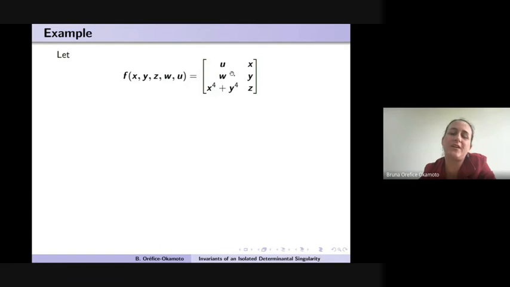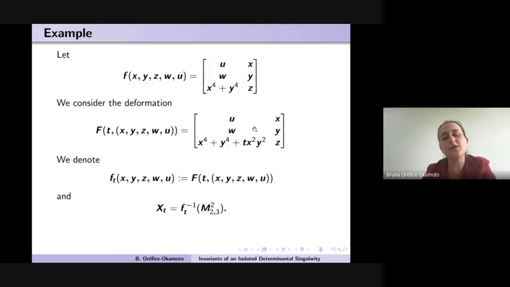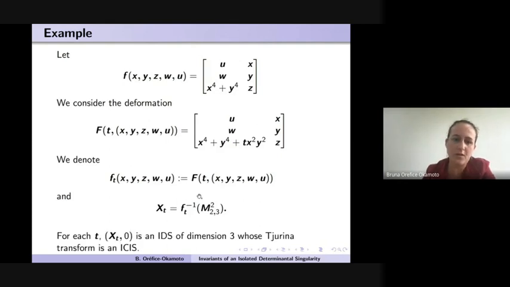Here I consider another example. I took this F from C^5 to M_{2,3}, and I consider a deformation of it. So a capital F, I just put a plus t x^2 y^2 here in this element of the matrix. Then for each t, I have an IDS of dimension 3, and the Teissier transform is an ICIS.